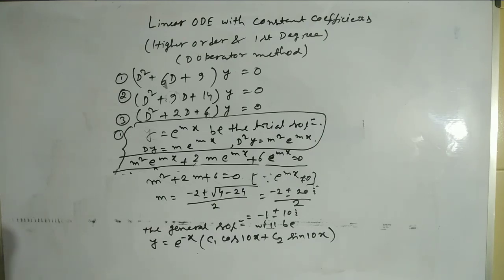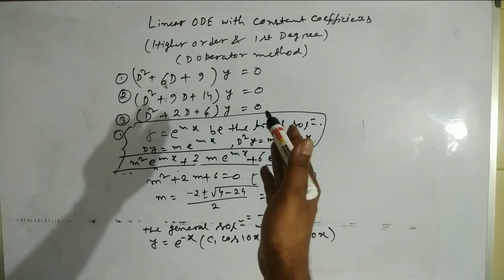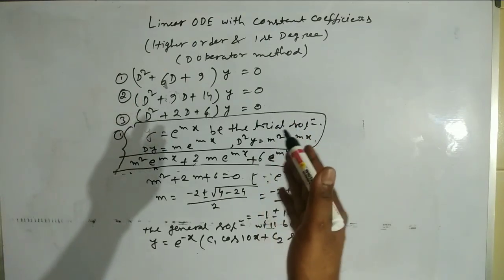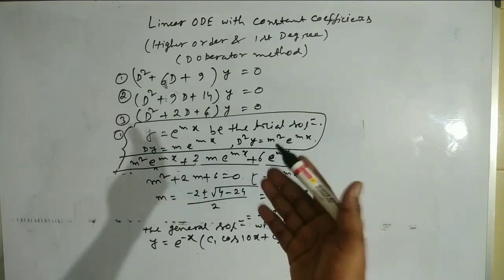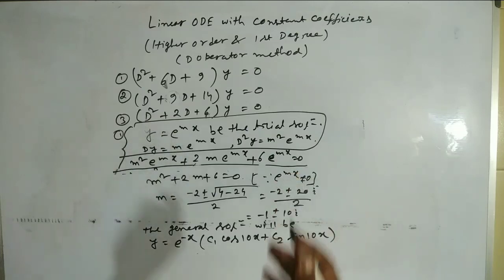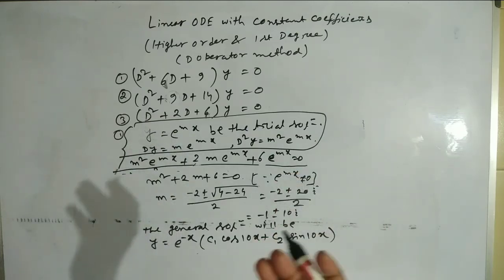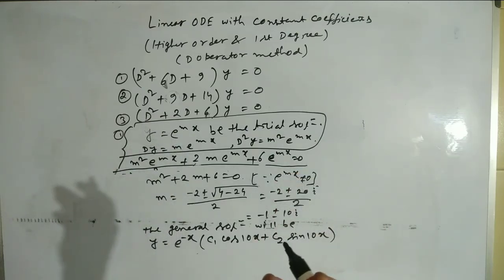Okay, so that was for linear ODE with constant coefficients and for one part of the solution, that is the complementary function. If there is any non-zero function on the right hand side, then we have to find another part of the solution that is called the particular integral. In the next video, I will discuss the particular integral.